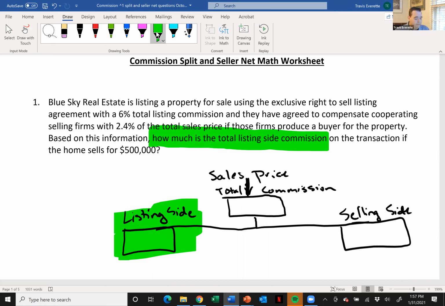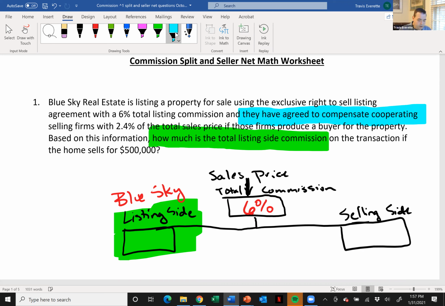Now I need to start filling in information. Start back at the beginning. Blue Sky Real Estate is listing a property for sale. So I'm going to go ahead and fill in that Blue Sky is over here because it says they're listing. That way I know where they are. They're listing the property for sale using the exclusive right to sell listing agreement with a 6% total listing commission. Well, here's my total commission right here is 6%. So I'm going to fill that in. And they've agreed to compensate cooperating selling firms. So there's that statement right there. They have agreed to compensate cooperating selling firms. Look at that word choice right there.